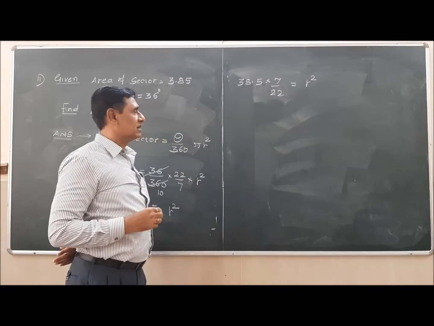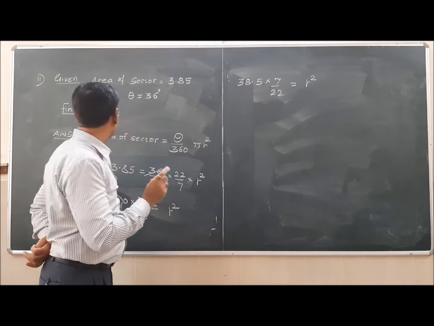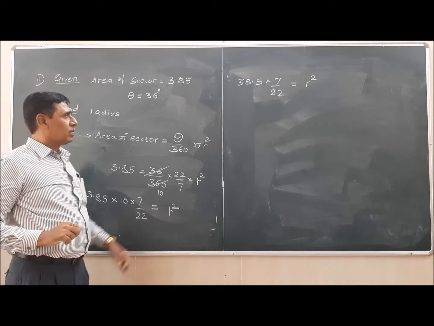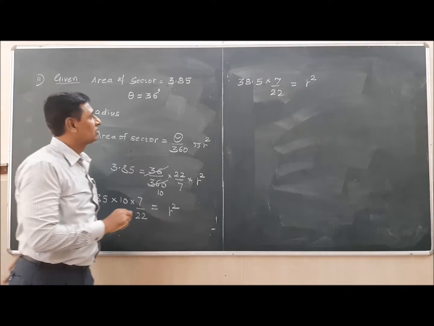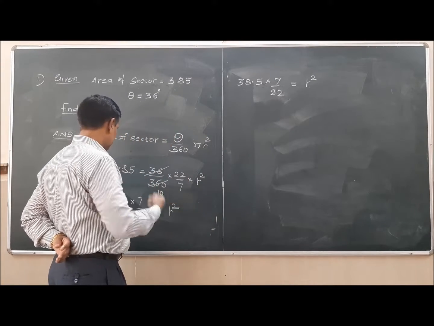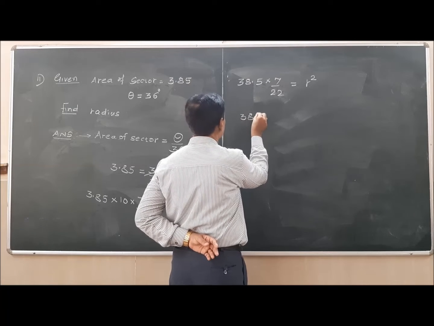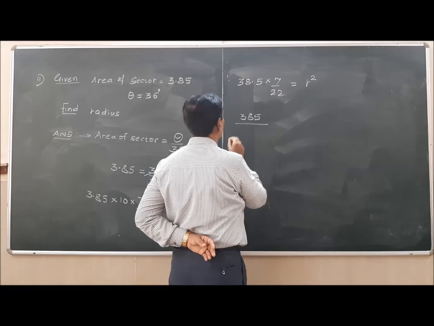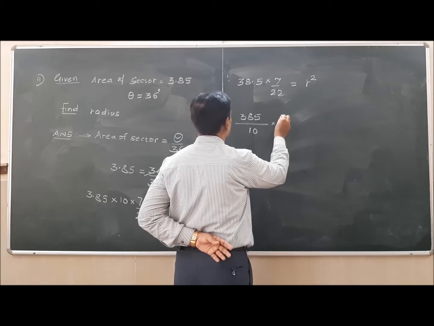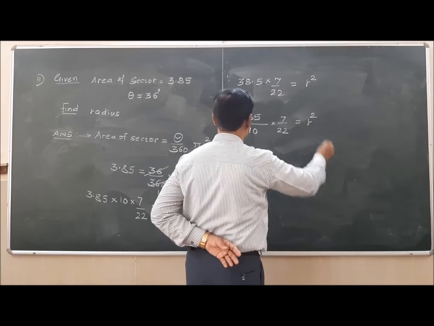Now please try to understand very carefully that we have to calculate the value of r. The question is: find out the value of radius. So 38.5, and 22 upon 7 becomes 7 upon 22. Now I'll write it as 385 upon 10 multiplied by 7 upon 22, and that is equal to r square.